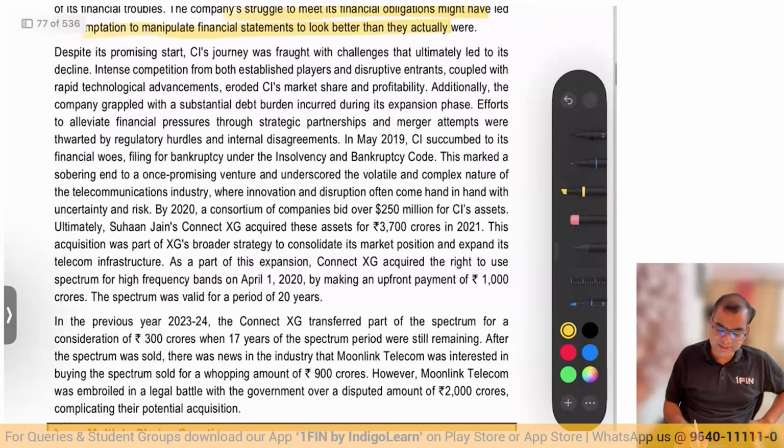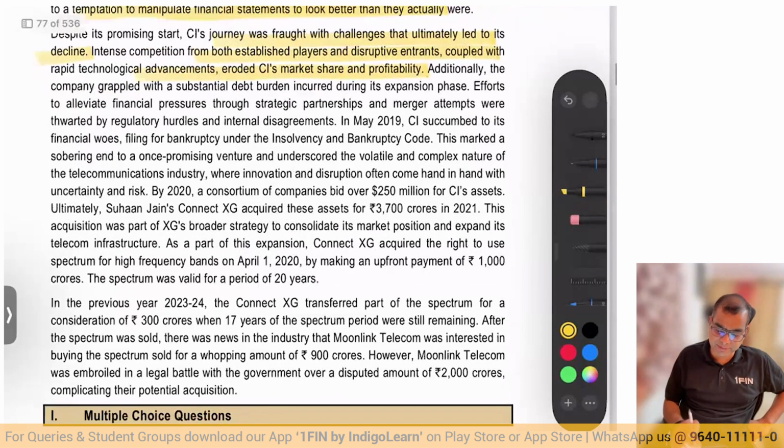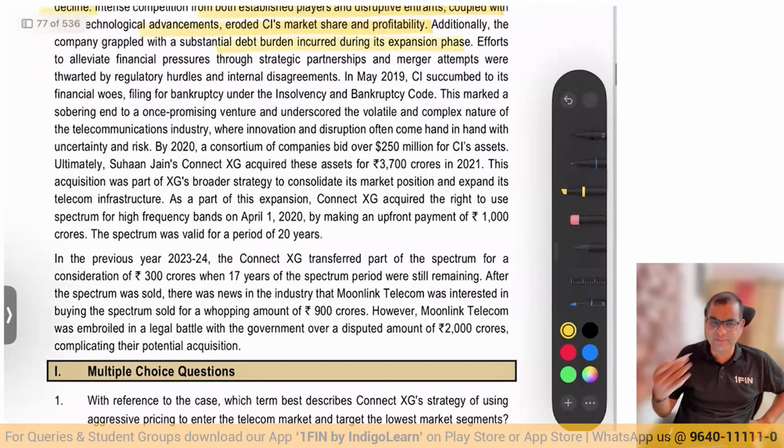Okay, despite its start, the journey was fraught with challenges and ultimately led to decline. Competition from existing and new players eroded their share and profitability. Additionally, the company grappled with a substantial debt burden. To alleviate financial pressures, strategic partnerships and merger attempts were thwarted by regulatory hurdles and internal disagreements. In 2019, they succumbed to financial loss and filed for bankruptcy. This marked the end of a once promising venture.